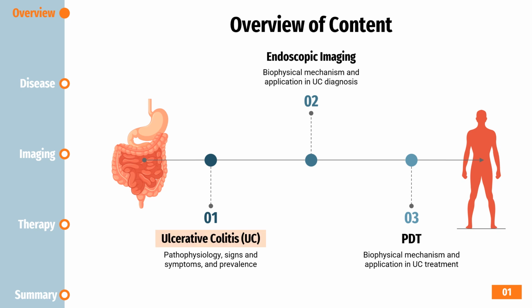Just a bit of an overview. This mini lecture is divided into three sections. First, we'll talk about what ulcerative colitis or UC is, from its origins to how it's currently being treated. Second, we'll talk about endoscopy, how it works, and how it's applied to diagnose UC. Third, we'll talk about photodynamic therapy or PDT, how it works and how it can potentially be used to treat UC.